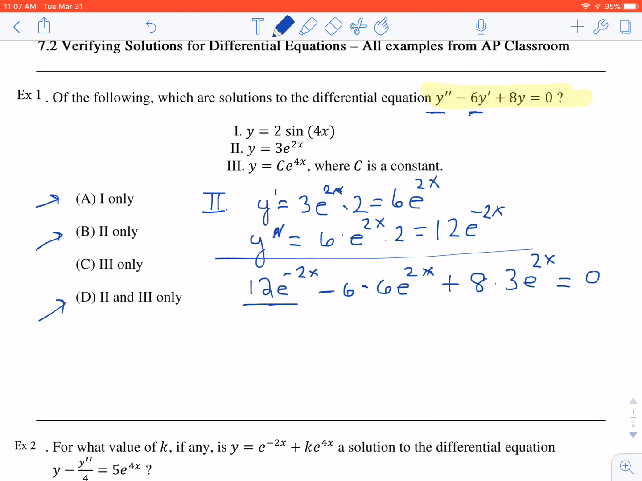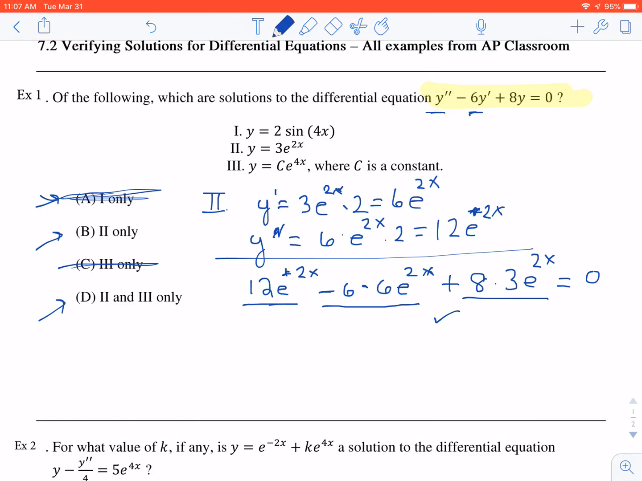So I have 12 e to the 2x minus 36 e to the 2x. I don't know why I made that a negative. That's positive, here and here. Okay, plus 24 e to the 2x. So 12 plus 24 is 36 e to the 2x minus 36 e to the 2x. That works. So now I can eliminate A and C. Now I need to try the third one. I don't have to try the first one at all.